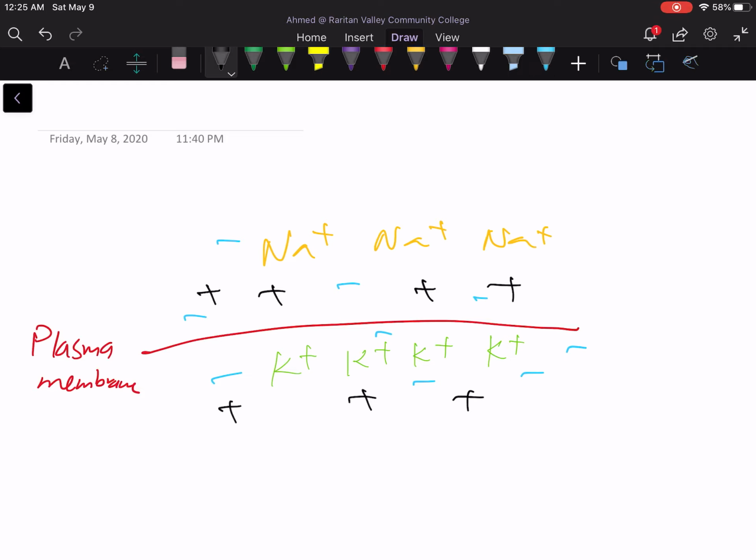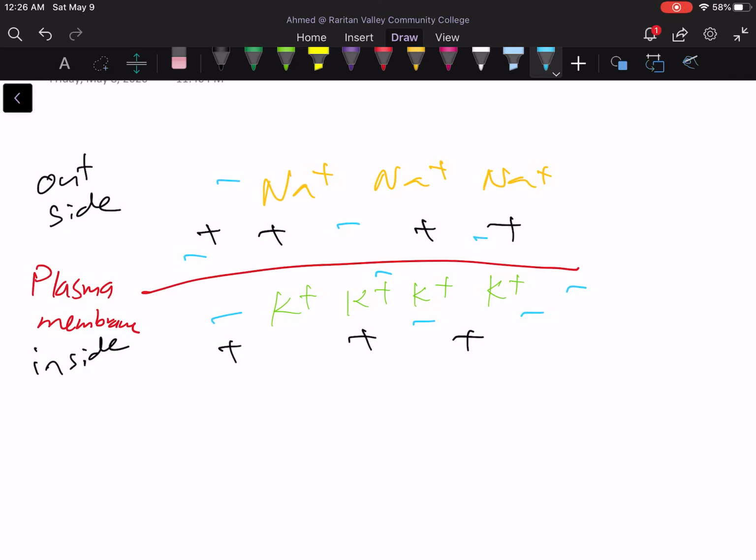Remember, this is outside, this is inside. Now, the net distribution of this charged particle would give us that outside is more positive compared to inside, and this is at rest. So if the cell is not doing anything, it means that inside is negative, outside is positive. This is the net charge of all of these charged parts.